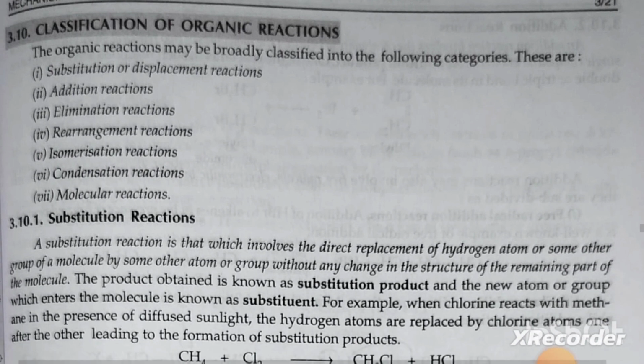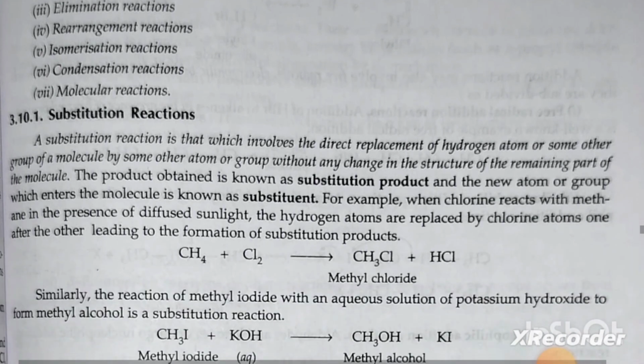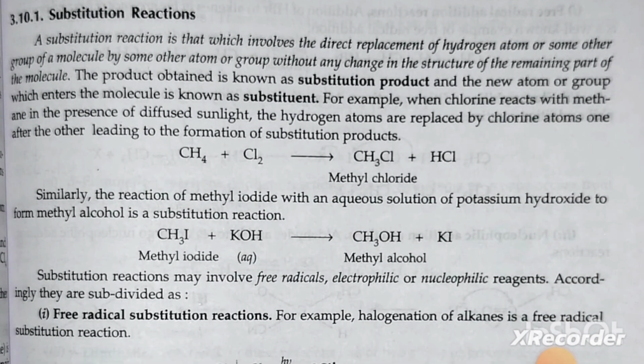Classification of organic reactions. Organic reactions may be broadly classified into the following categories: first, substitution or displacement reactions; second, addition reactions; third, elimination reactions; fourth, rearrangement reactions; fifth, isomerization reactions; sixth, condensation reactions; seventh, molecular reactions. First, substitution reaction. A substitution reaction involves the direct replacement of a hydrogen atom or some other group of a molecule by some other atom or group without any change in the structure of the remaining part of the molecule.